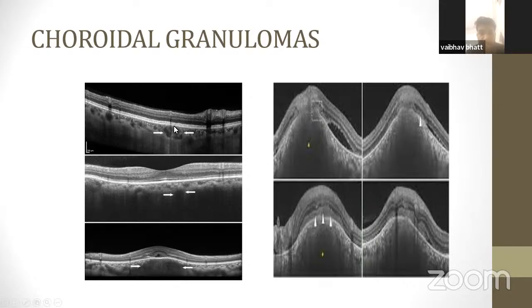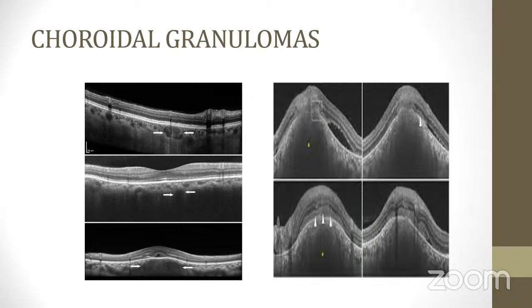Whereas in sarcoid granuloma, it involves a particular layer of the choroid, not the whole choroid, and there is no outer retinal hyperreflectivity seen. There can be SRF seen, as you can see at the bottom. SRF can be seen, but outer retinal hyperreflectivity is usually not seen in sarcoid granulomas. And so you can make out the difference.